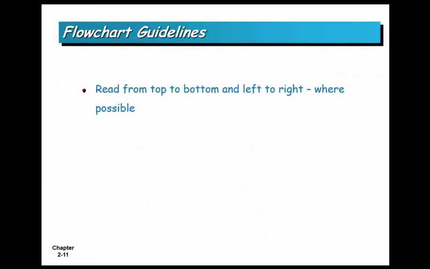Okay, so flowcharts, whether it's a process map or a systems flowchart, a couple of guidelines here. You read from top to bottom and left to right, wherever possible. If you remember the restaurant one, you kind of went this way and then that way. Sometimes you can't do that exactly as you want. But top to bottom, left to right. Anybody know why you do that? That's how people read.